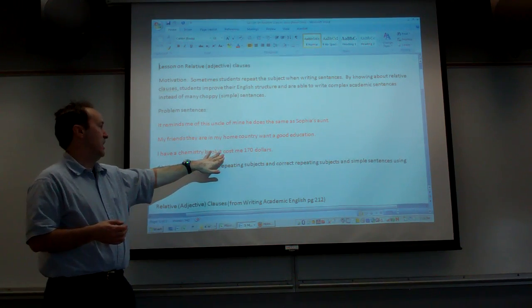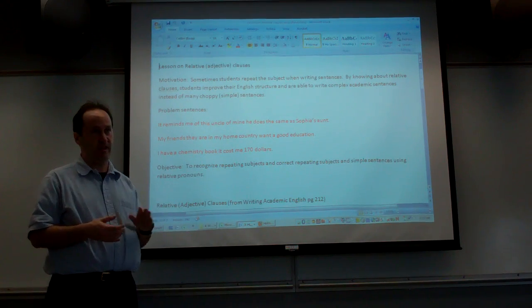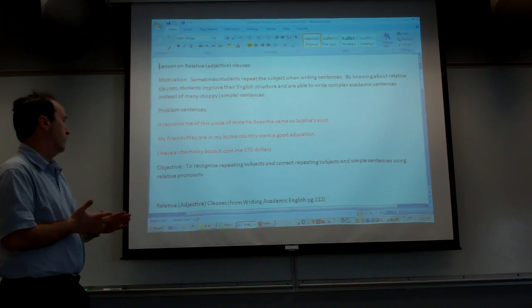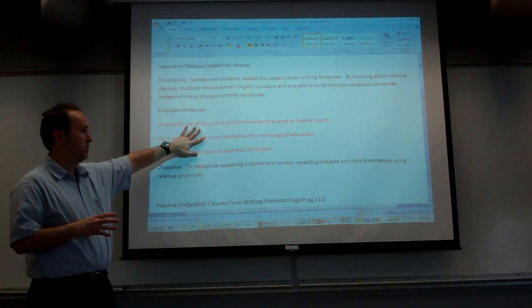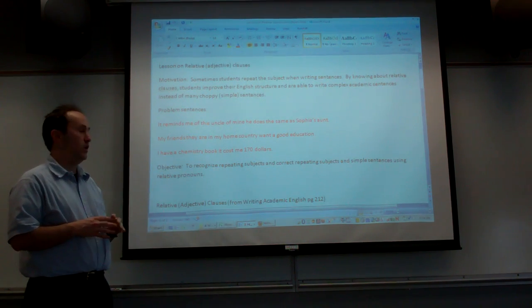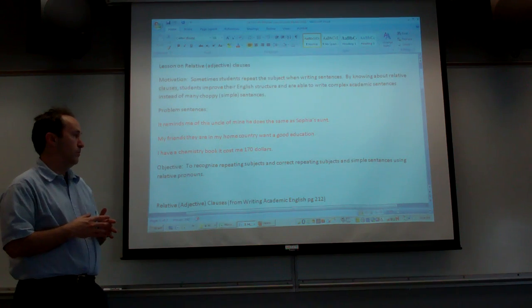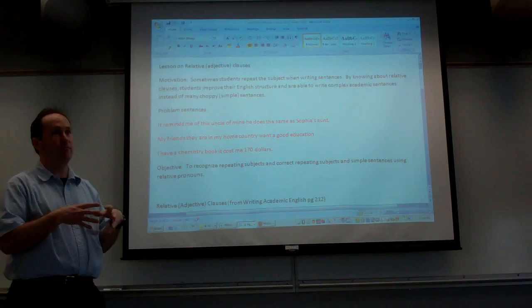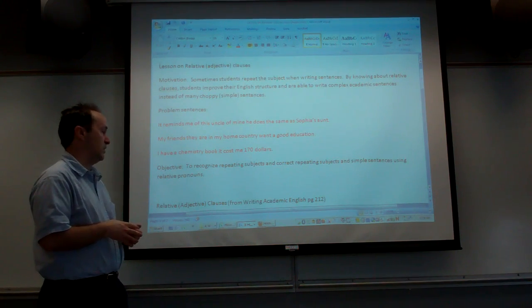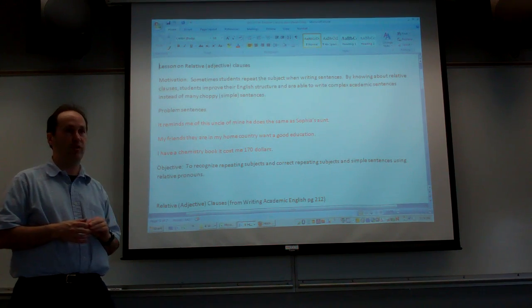I have a chemistry book, it cost me. Again, we're repeating the subject. So what we're trying to do is recognize repeating subjects and correct those, and also correct simple sentences to make them more complex sentences. And we're going to use relative pronouns.